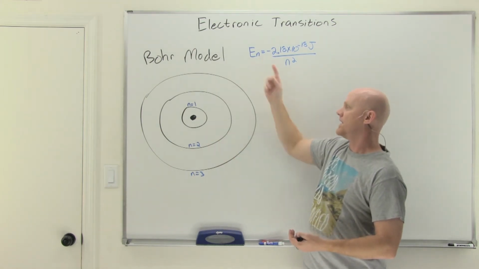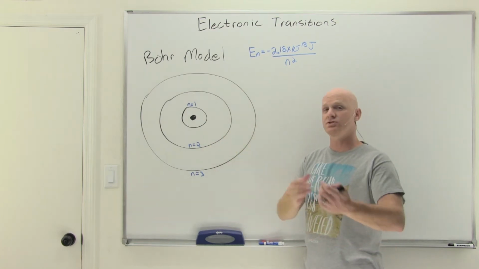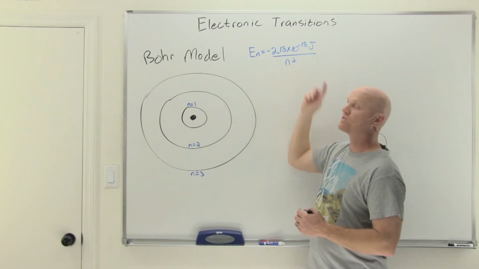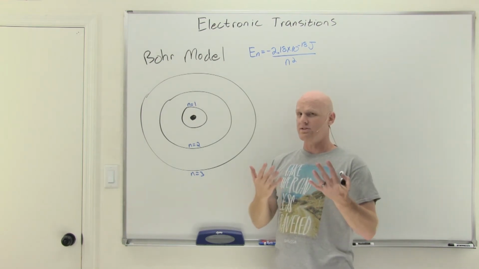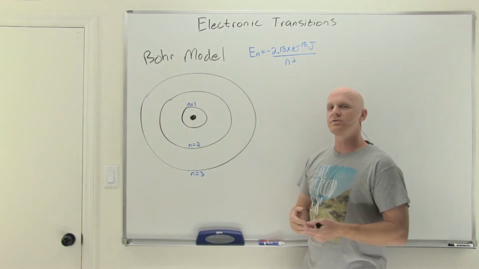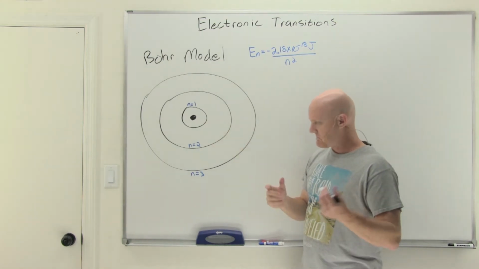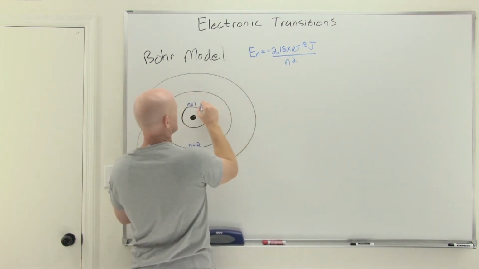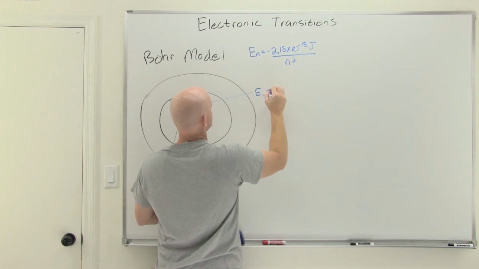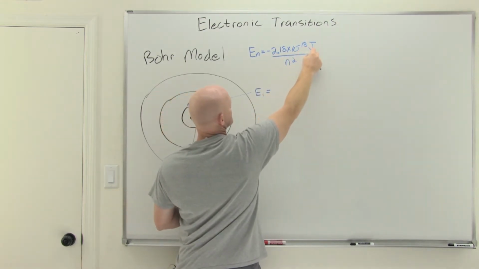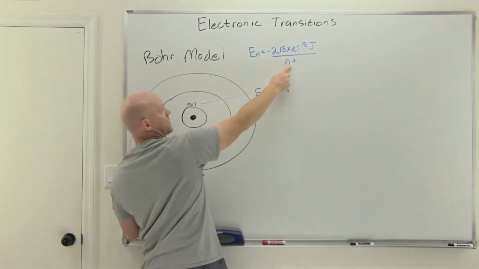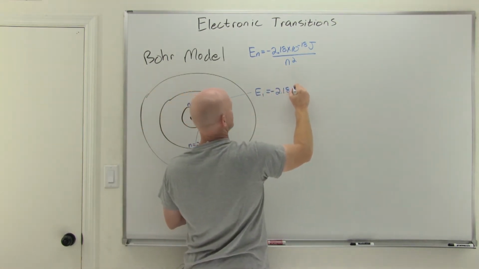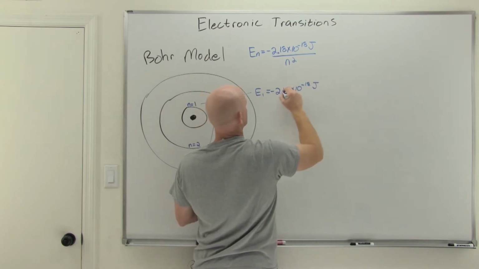So En, where n could be 1, 2, 3, just integer values, is equal to negative 2.18 times 10 to the negative 18 joules divided by n squared. It's actually, remarkably, just a very simple formula for calculating the energy of an electron in any one of these orbits. Okay, so if we want to do this for n equals 1, we'll call this E1, and it would just be negative 2.18 times 10 to the negative 18 joules divided by 1 squared. Well, 1 squared is still 1, and anything divided by 1 is itself, and so this just comes out to negative 2.18 times 10 to the negative 18 joules.